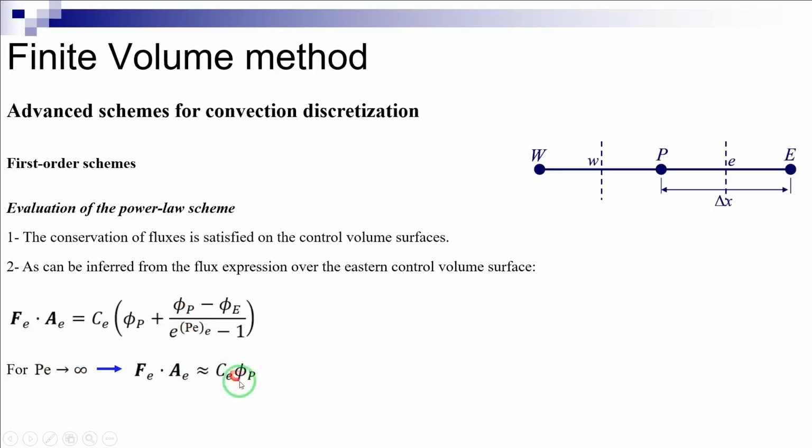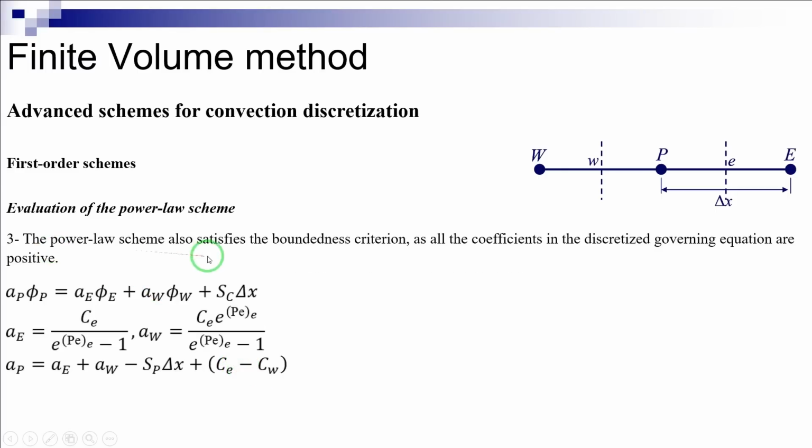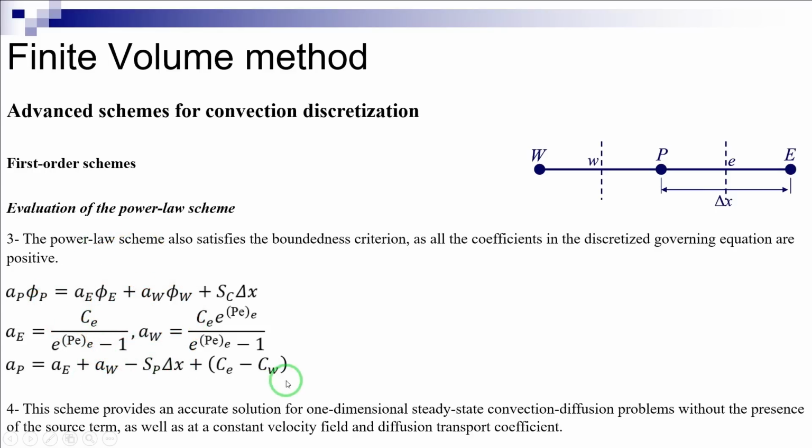Therefore, the flux depends only on the upstream node. In other words, the scheme is able to account for the flow direction. 3. The power law scheme also satisfies the boundedness criterion, as all the coefficients in the discretized governing equations are positive, as are presented here. This scheme provides an accurate solution for one-dimensional steady-state convection diffusion problems without the presence of the source term, as well as at a constant velocity field u and coefficient gamma, irrespective of the Peclet number and the size of the grid.